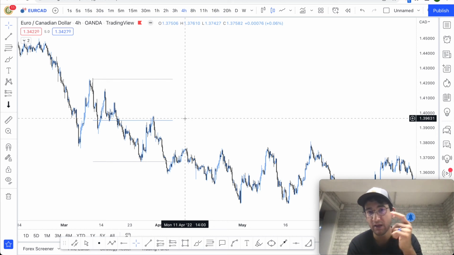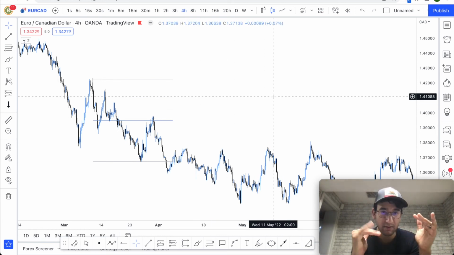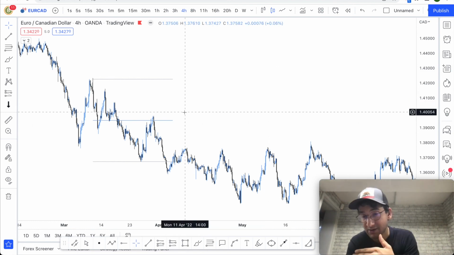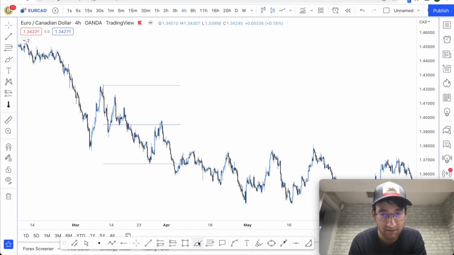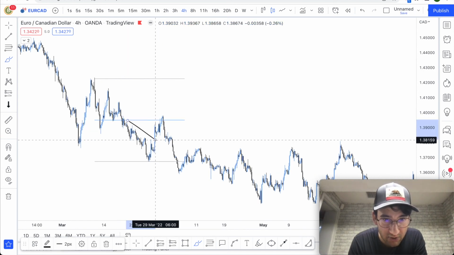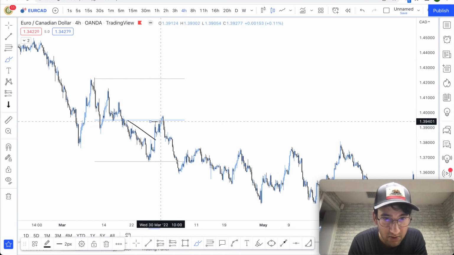Never get it confused, because there's discount and premium. Discount is always at the bottom, premium is always at the top. So even when we're going on the sells, on the bearish side of things, this is always the premium. You can see there's a lot of liquidity, trendline liquidity. You can see that there's inducement in the market.